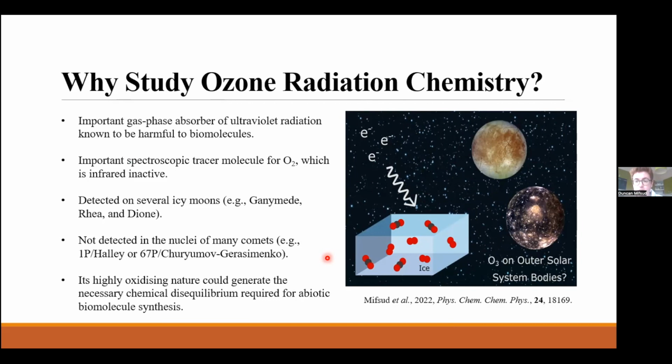Furthermore, we know that ozone exists on the surfaces of several icy moons within our solar system, Ganymede in the Jovian system and Rhea and Dione in the Saturnian system to start with. But there is a noticeable absence of ozone in the icy nuclei of comets, despite the fact that we know that oxygen is a fairly abundant element within these comets. Furthermore, we've yet to detect ozone on moons such as Europa or Callisto. So there are quite a few outstanding problems when it comes to ozone radiation chemistry and ozone astrochemistry in general. And so we thought we'd give this a shot.